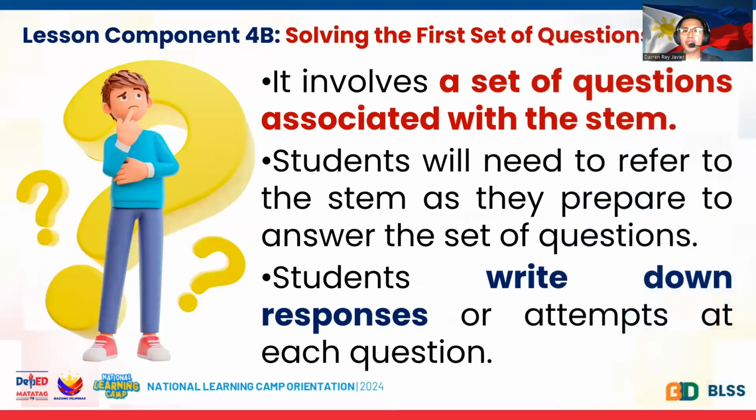And then 4B, which is solving the first set of questions, involves a set of questions associated with the stem. Preferably, there are three questions for 4B. Students will need to refer to the stem as they prepare to answer the set of questions, and then students write down responses or attempts at each question. So here, the learner may write his or her answer in the worksheet, or the teacher may ask them to answer the question orally. That depends on how the teacher will deliver the lesson.